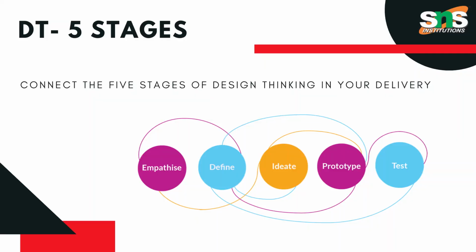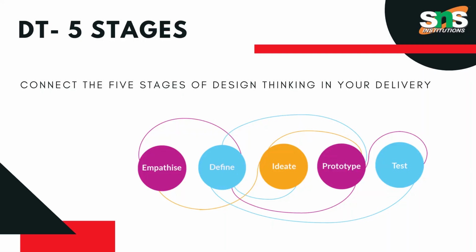And the second tip is connect the possible five stages of design thinking in your class, because some content can be connected with empathy, and some with define, ideate, and prototype. Some may not be possible, so connect the possible stages in your delivery, which helps the students understand the concept of design thinking and always triggers the innovation mindset with them to build an entrepreneurial mindset.